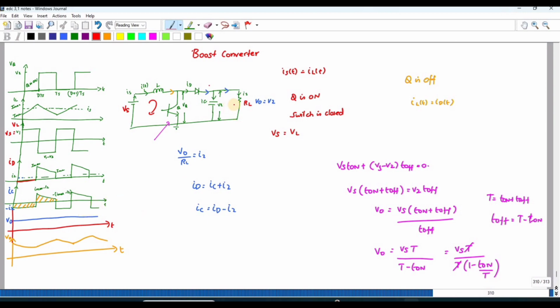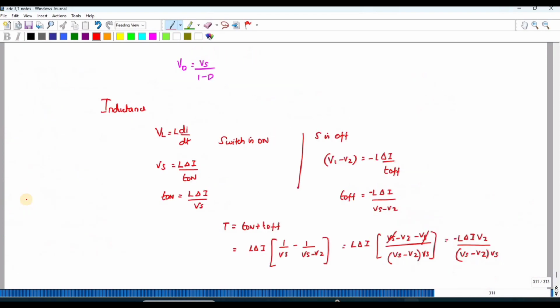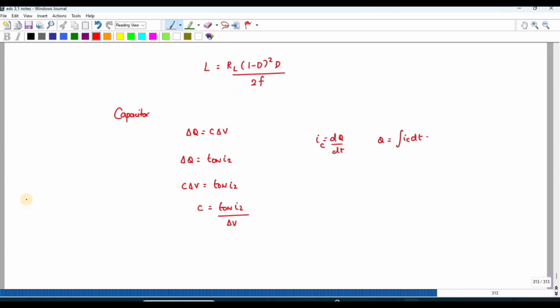See, this is your I naught. Okay, so I can write this del V, the area of this one. So this is nothing but T on into I2. Okay, this is your area. So this is the value of your capacitor. Thank you.